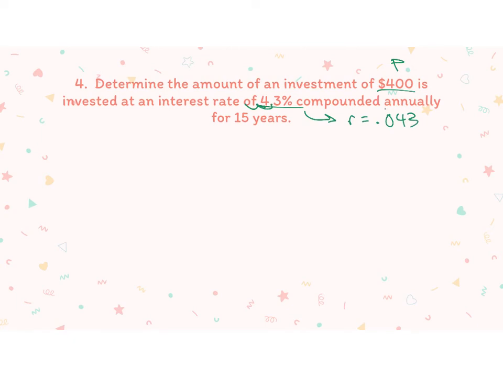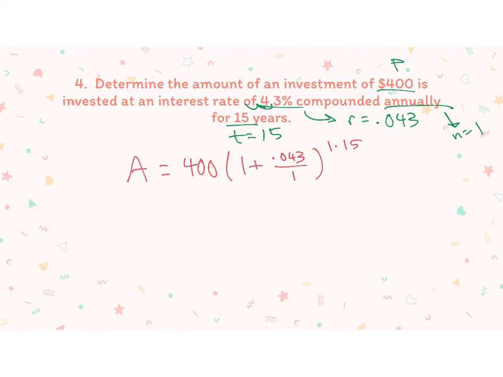And I want to compound this annually, so my N here is equal to 1, because I'm only doing it 1 time per year, and then I'm doing this for 15 years. So T is 15. Here's your formula. A equals 400 times 1 plus 0.043 divided by 1 raised to the 1 times 15 power. Now, when you compound annually, it's really no different than an exponential growth equation, because 1 times 15 is still 15.